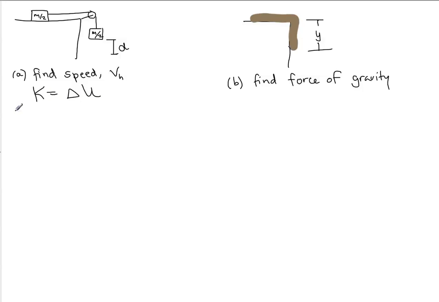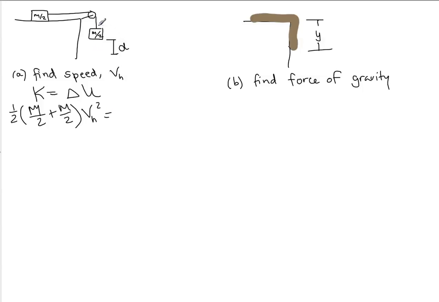In the end, the total mass that's going to be moving is both of these blocks. Kinetic energy in general is 1/2 mv squared. So in this case, it's going to be 1/2, m over 2 plus m over 2, that's the total mass, times v sub h, that's what they told you to call the velocity, squared. And that has to be equal to the change in potential energy.